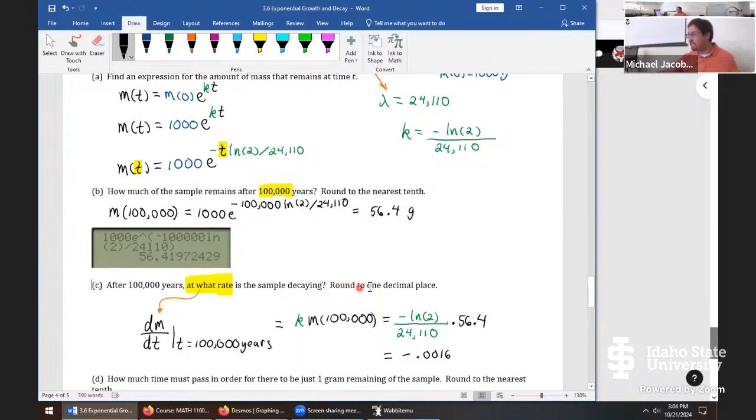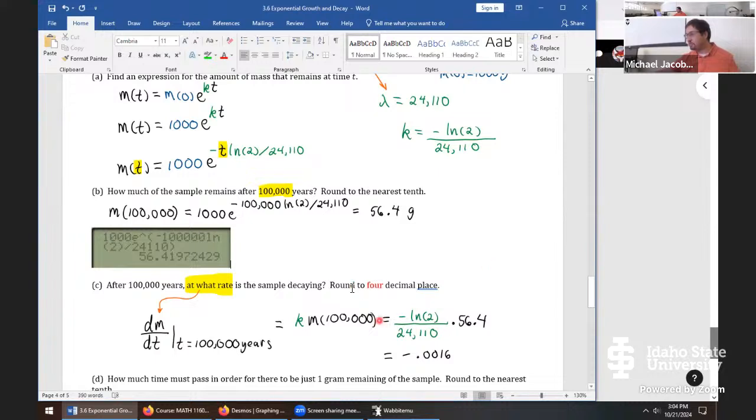Let me take a look at the rounding. I think the rounding here should have really said round to 4 decimal places. Let's just do a really fast edit on that one. 4 decimal places makes a little bit more sense because in this problem, after 100,000 years have gone by, sure, you have 56.4 grams, but the decay rate is still with a half-life of 24,110 years. So at time 100,000 years, we're only losing 10 thousandths of a gram per year. Because of the negative sign, it's telling us we have things that are shrinking or decaying, not growing.